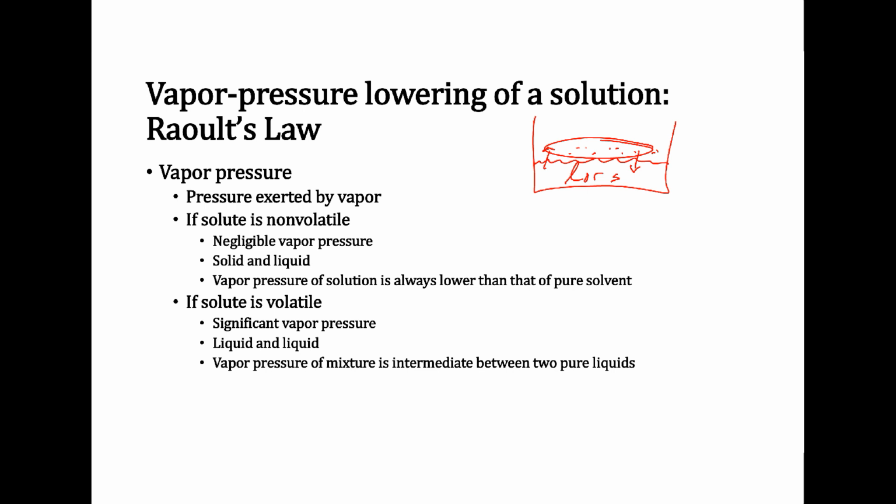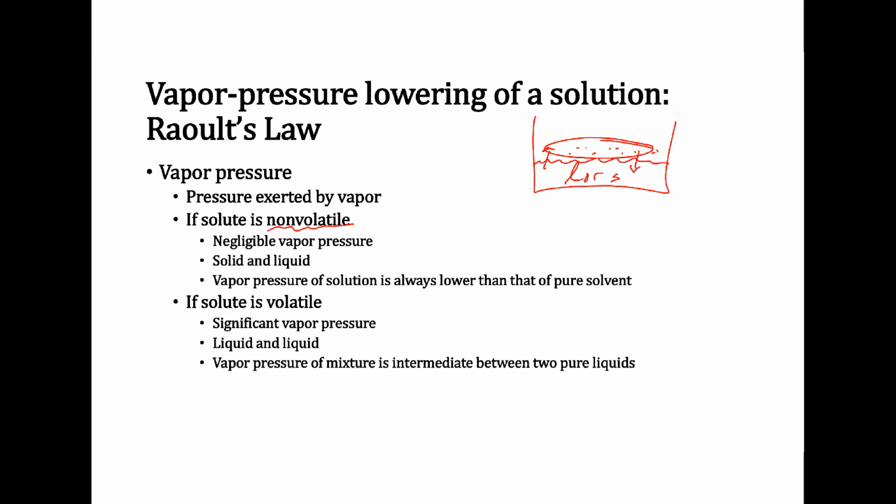So there's two different types of solutes. There's one where we have a non-volatile solute, and this is whenever we have negligible vapor pressure. And this is whenever we have a solid or a liquid. And so what we'll see is we have one set of rules for dealing with non-volatile solutes, and then we'll deal with volatile solutes in a slightly different way.